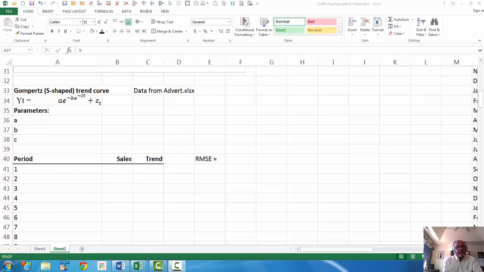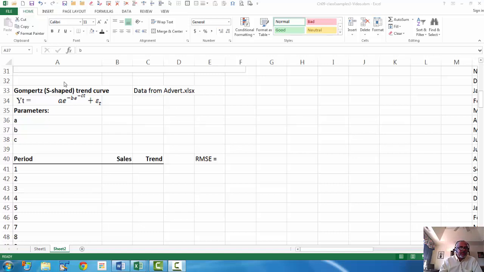Okay, now we're going to fit an S-shaped trend, where the trend takes off very slowly and then there is a dramatic increase, and then it tapers off and steadies itself. There are a lot of products, especially technology products, which will have a trend of that type. If you want to fit a trend like that, once again we have to use Solver.